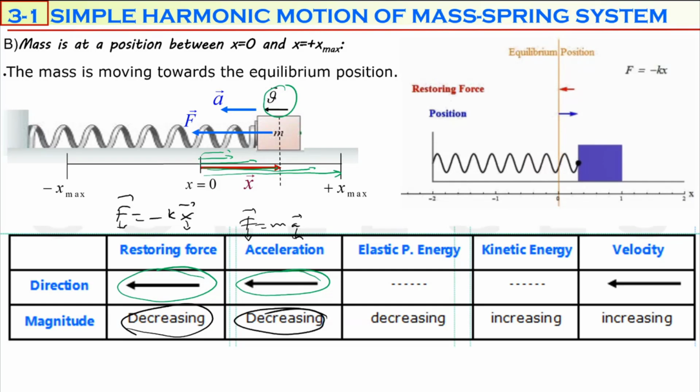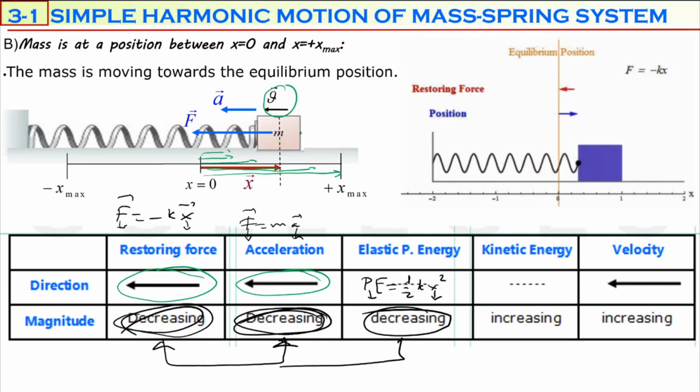Elastic potential energy also depends on x. It depends on stretching. Stretching is decreasing as the object is moving to the left. So the potential energy equation tells you that it is 1/2 kx squared. As x is decreasing, potential energy is also decreasing. As I said, these three always will change together. If one of them is decreasing, the other one is decreasing. This is decreasing for the mass-spring system.